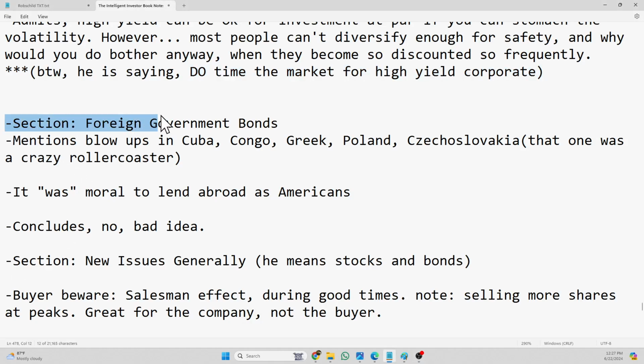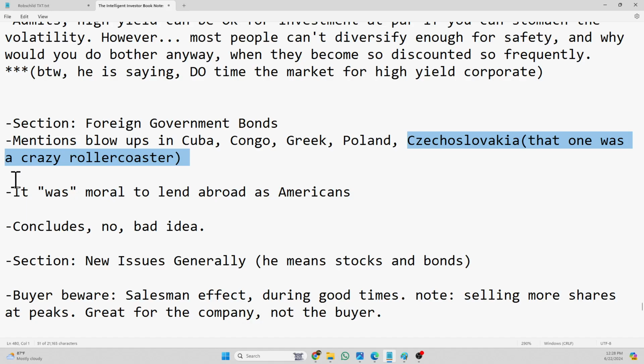Moving on, we have a section on foreign government bonds. He goes through a number of catastrophic examples, blowups in Cuba, the Congo, Greece, Poland, Czechoslovakia, and how that last one was a really crazy roller coaster, going up and down, up and down.